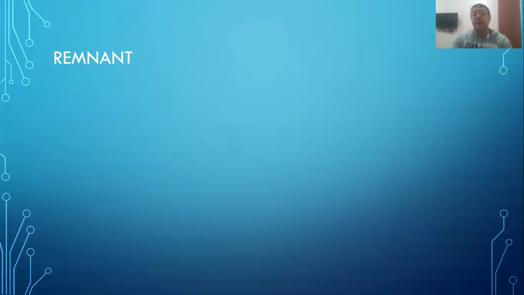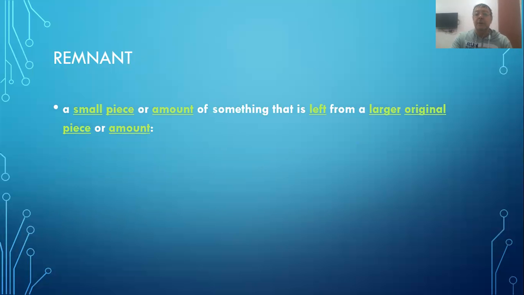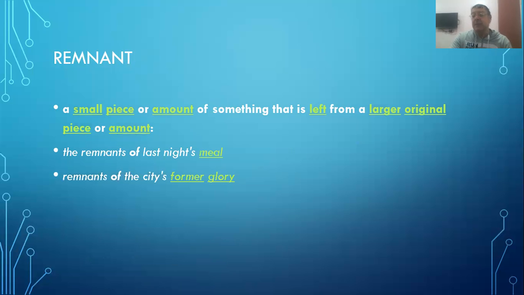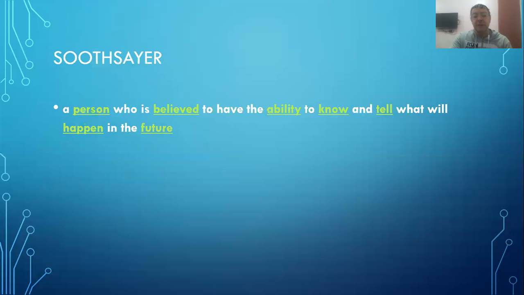All right, moving on. Remnant is a noun, and it means a small piece or amount of something that is left from a larger original piece or amount. Examples, the remnants of last night's meal, like the leftovers. Remnants of the city's former glory. Yeah, so the city had great buildings and stuff, but now few buildings are left as remnants of that former glory. A carpet remnant.